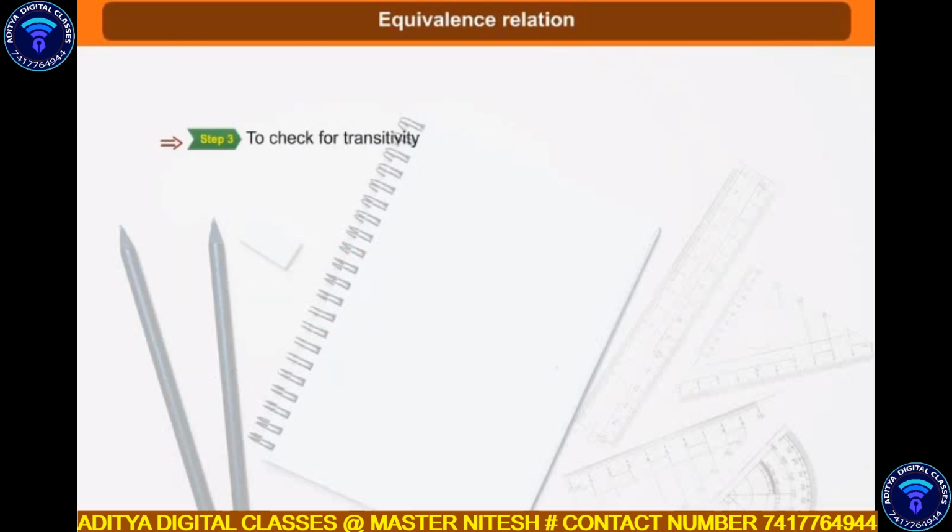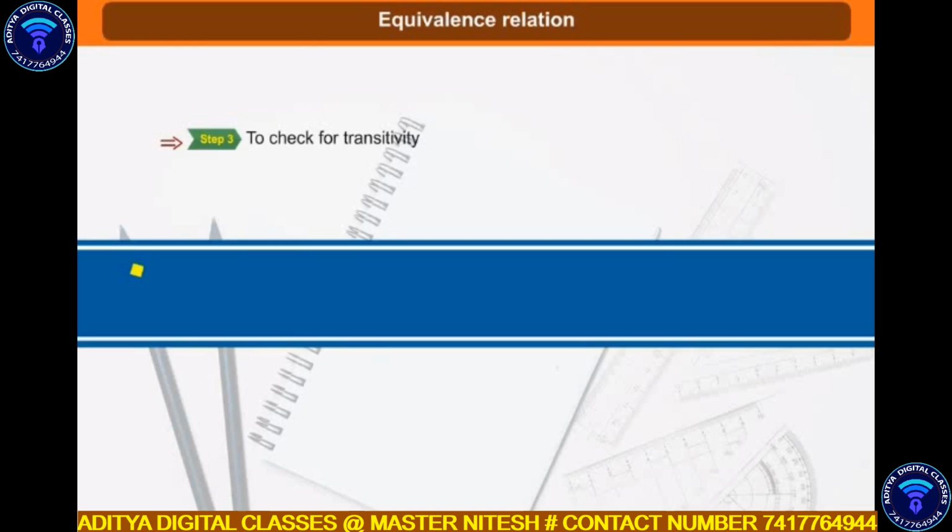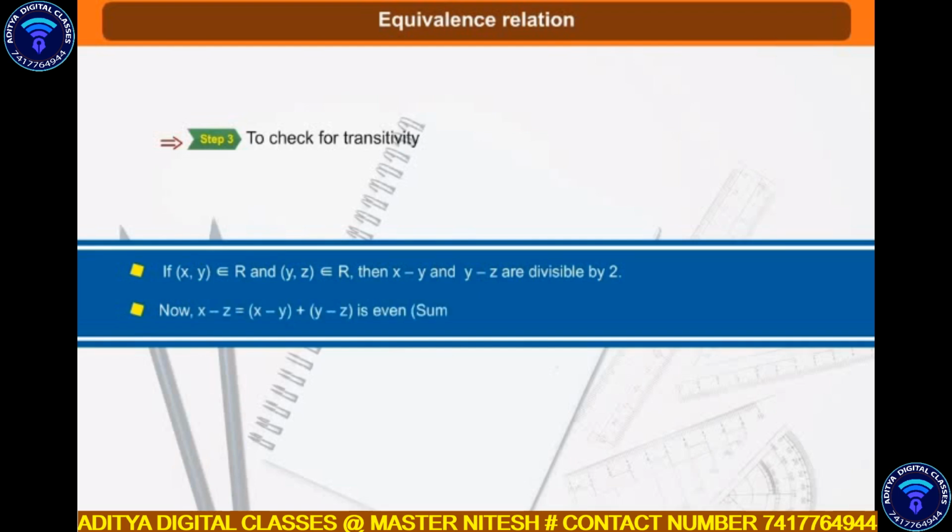Step 3. To check for transitivity. If (x, y) belongs to R and (y, z) belongs to R, then x minus y and y minus z are divisible by 2. Now x minus z equal to (x minus y) plus (y minus z) is even, because the sum of even numbers is even. So x minus z is divisible by 2.